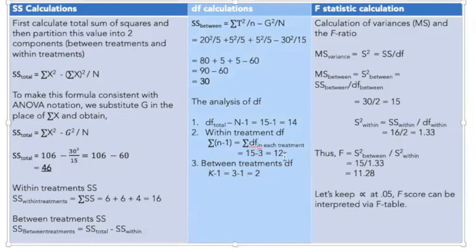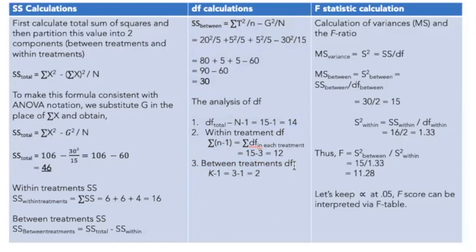And then you have between treatments degrees of freedom. Between treatments degrees of freedom is k minus 1. How many treatment conditions do you have? 3. So 3 minus 1 is 2. That is k minus 1.